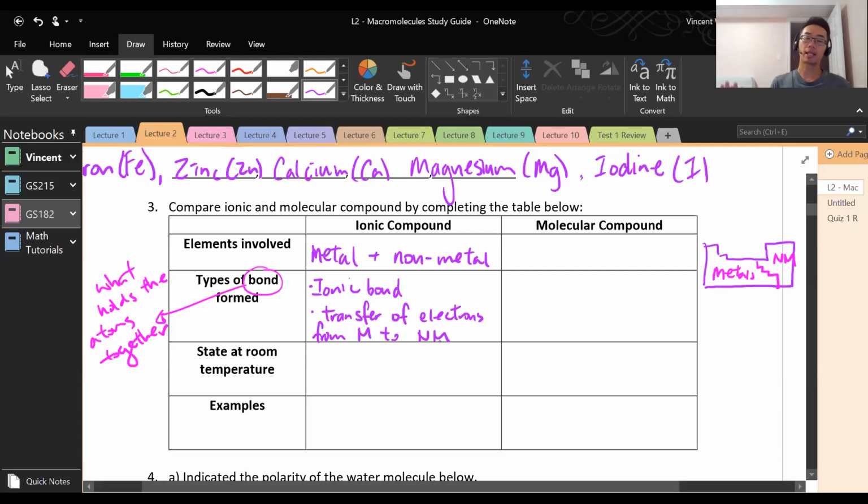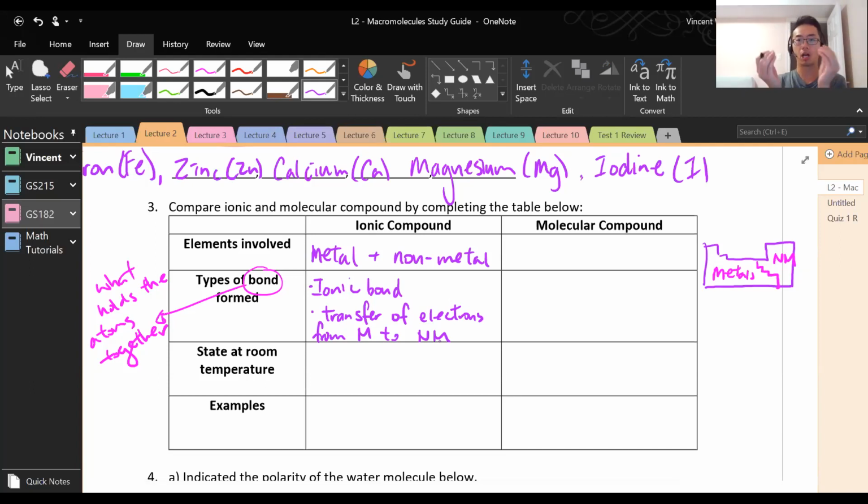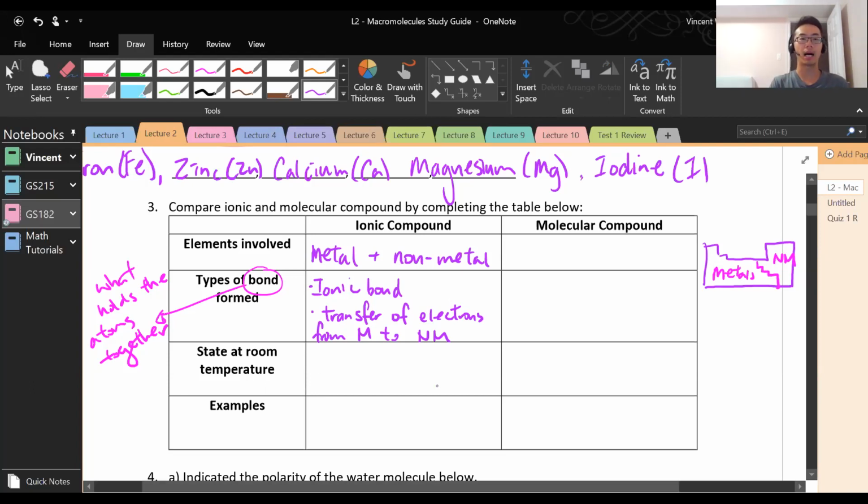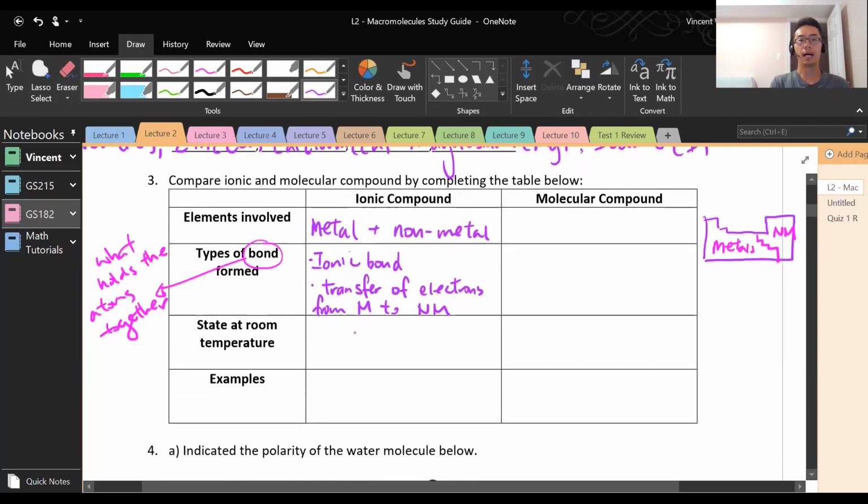And the non-metals, they love electrons, okay? So when a metal meets a non-metal, it's perfect because the metal will give the electron to the non-metal, and in the process, they will form an ionic bond. Okay, so these ionic bonds are really, really strong, and that makes ionic compounds solid at room temperature.